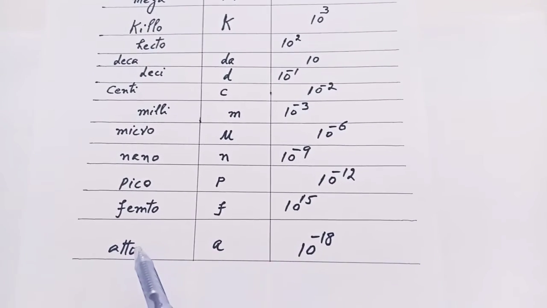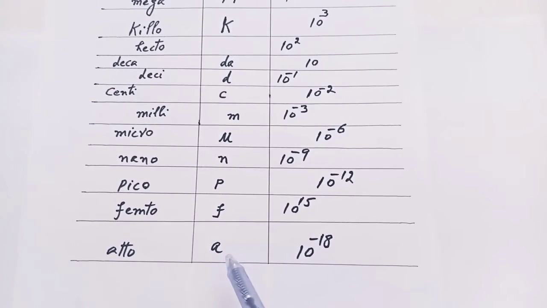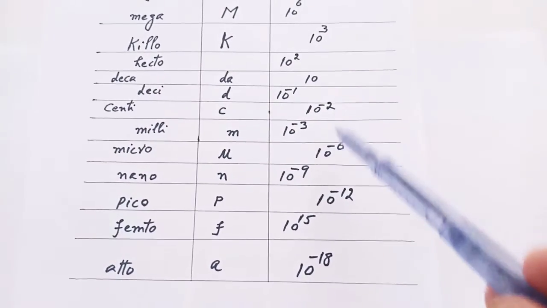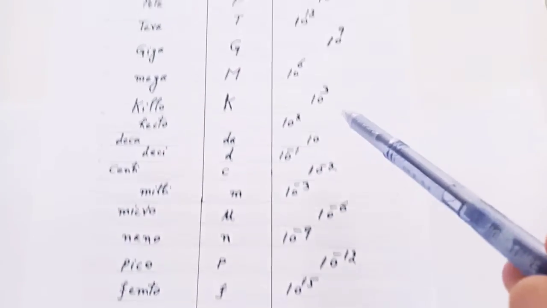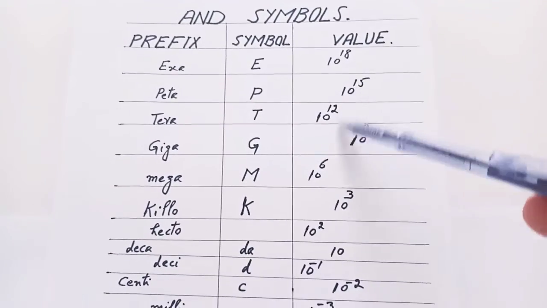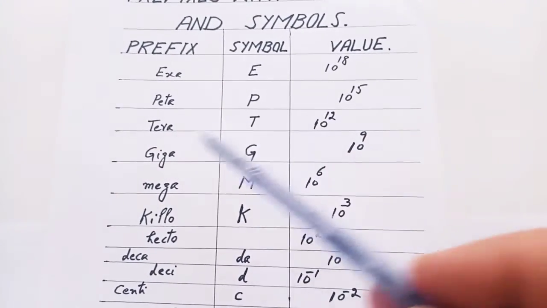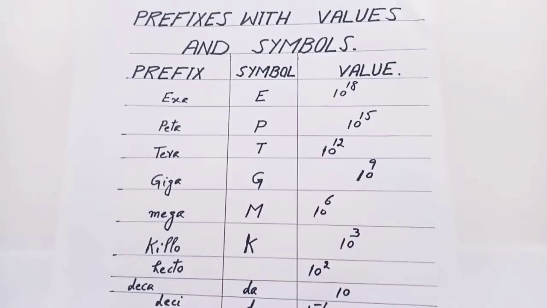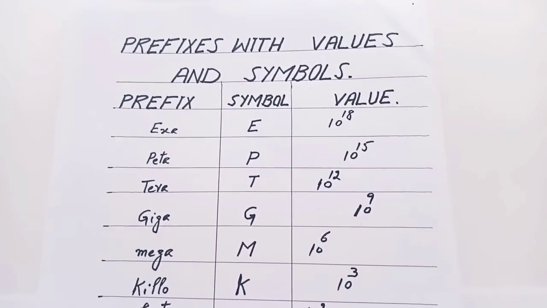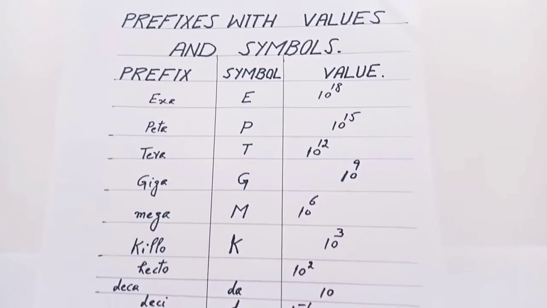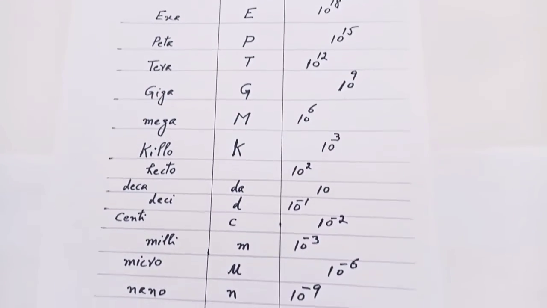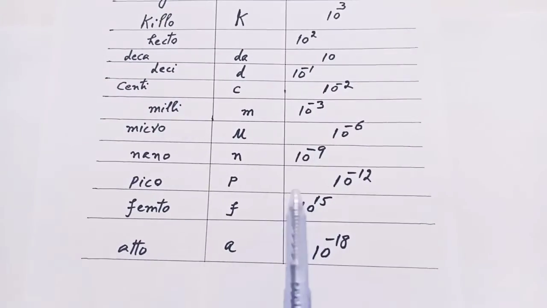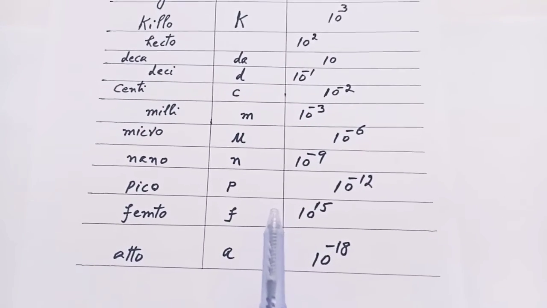Here atto is the prefix, its symbol is a, its value is 10 power minus 18. These are the small prefixes, and these are the big prefixes. So all these are the prefixes, their symbols and their values. You note down these. We will use these prefixes in different measurements.